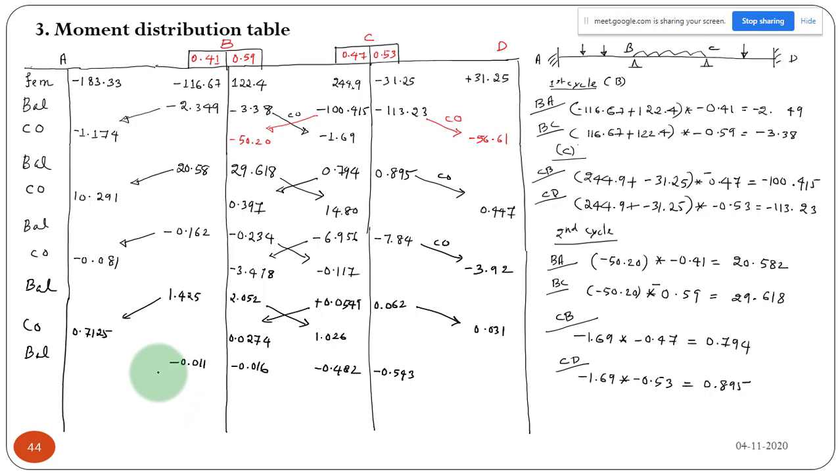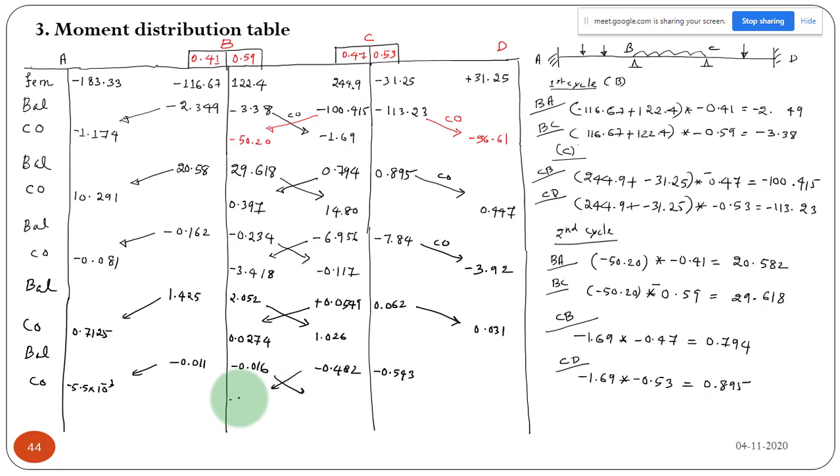Okay, so you can go for one more cycle. The balancing, this half will be carried over to this end. It has become almost 0, 5.5 into 10 power minus 3. You can take it as 0. This half will be here, this half will be here.